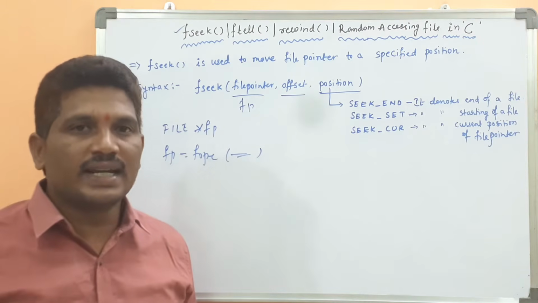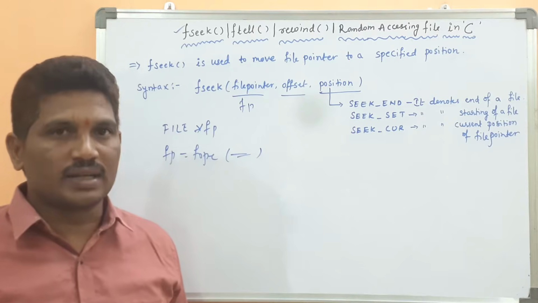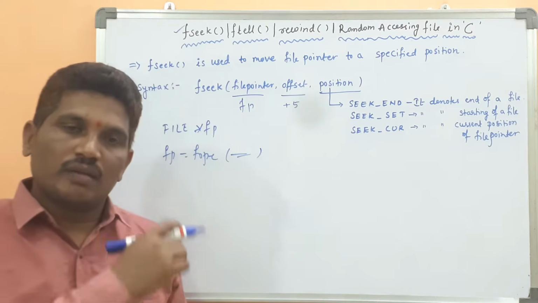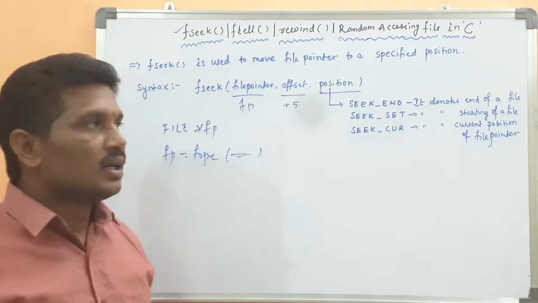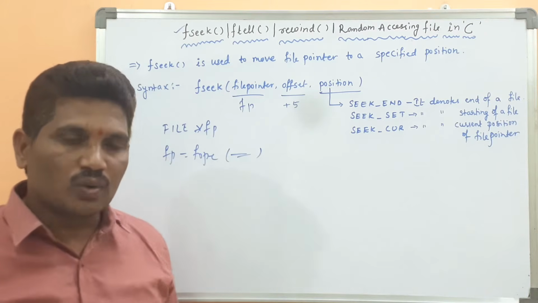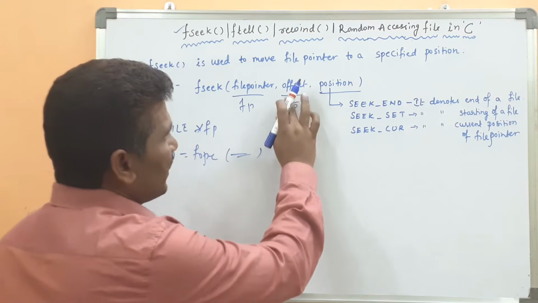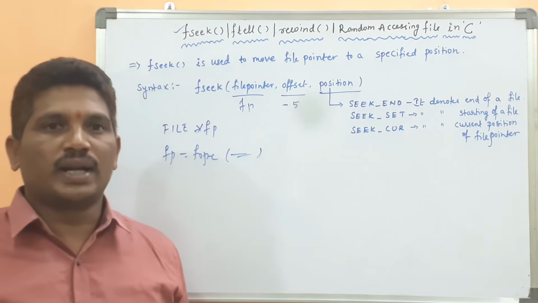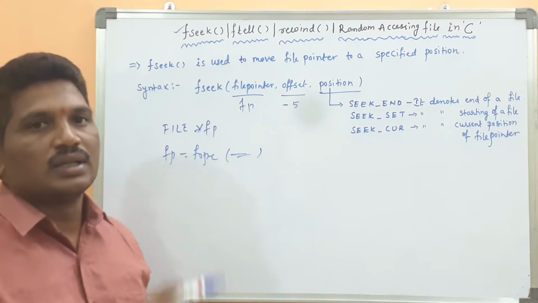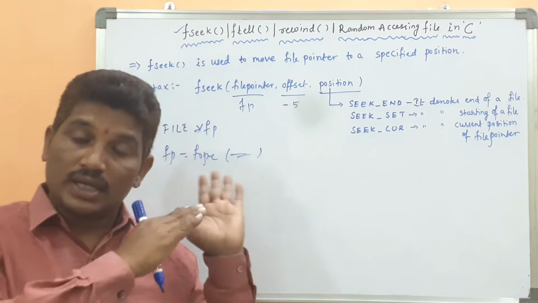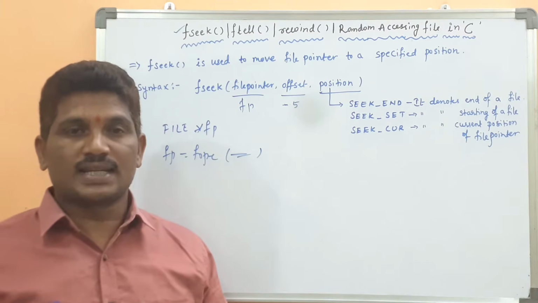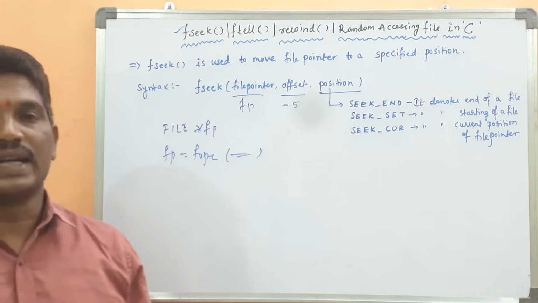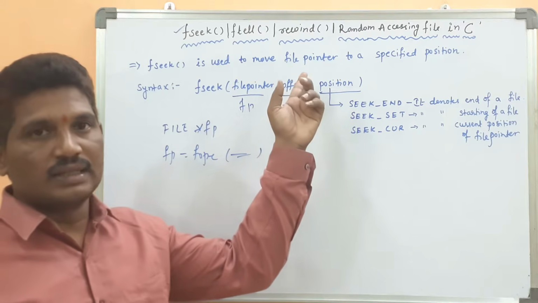The offset is an integer value, either positive or negative. Suppose it is +5, the file pointer will move in a forward direction. If the offset is a negative value, the file pointer moves in a backward direction. If it is positive, it moves forward. If you give a negative value, it moves backward. That is called the offset value.